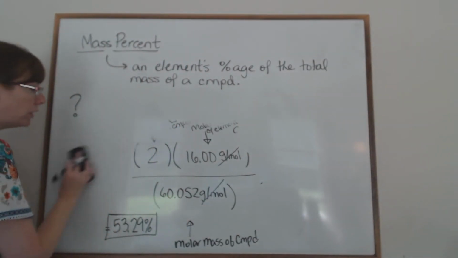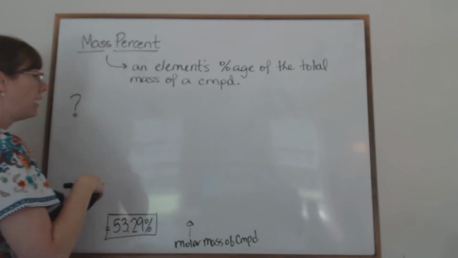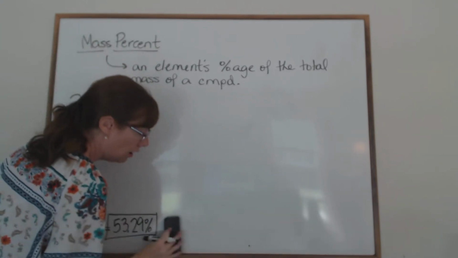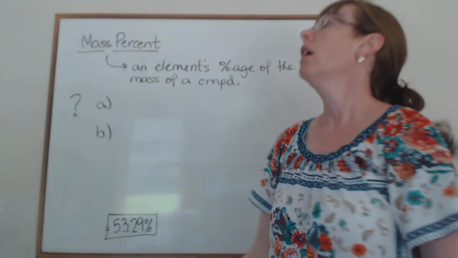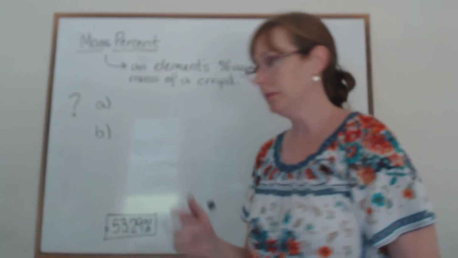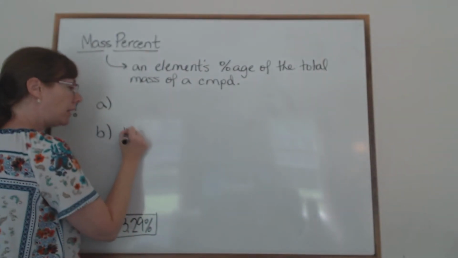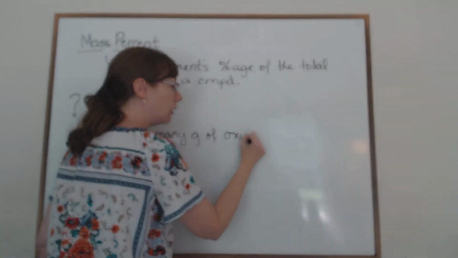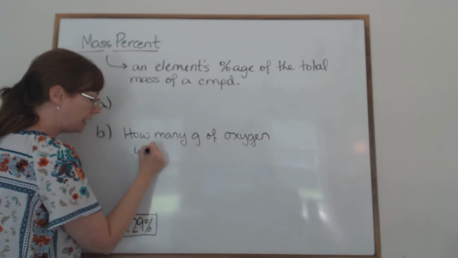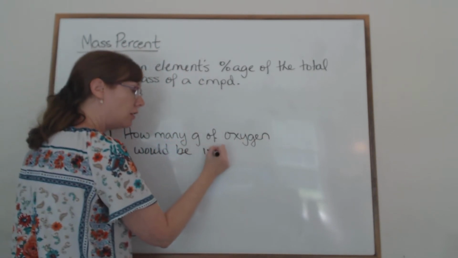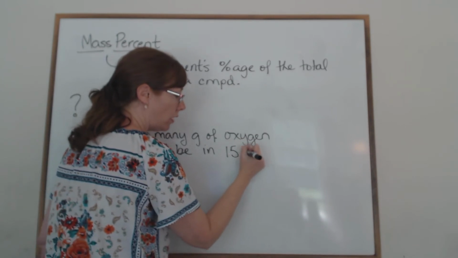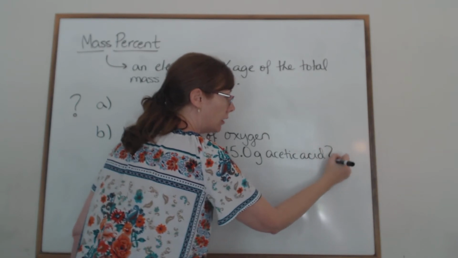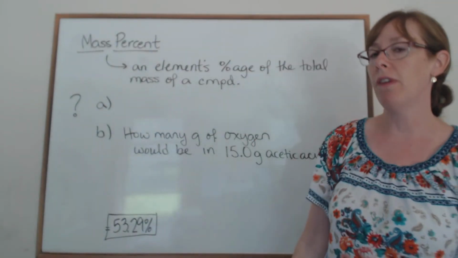Let's think of that as, what if that was a part A? Okay, what I just had on the board, pretend that was a part A to the question. Let me follow that up with a part B. How many grams of oxygen would be in, I don't know, 15.0 grams of acetic acid? So this is just a kind of a follow-up type of question.